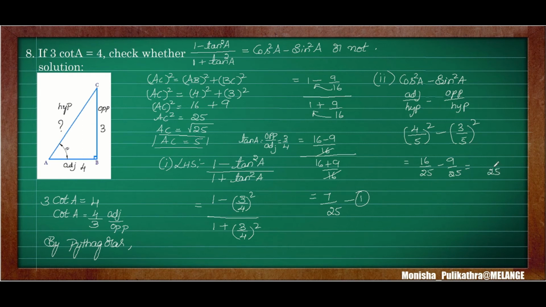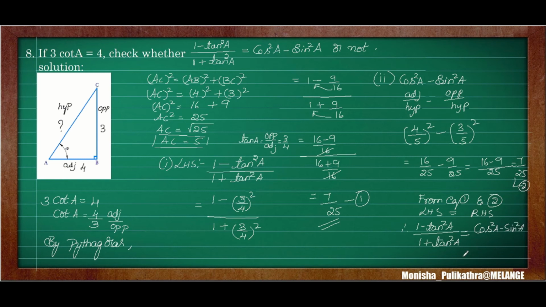Since the denominators are the same, we retain the denominator as it is. That is 16 minus 9, which is equal to 7 by 25. So which is equation 2. So from equation 1 and 2, LHS is equal to RHS. So LHS is also 7 by 25, RHS is also 7 by 25. Okay, therefore 1 minus tan square A divided by 1 plus tan square A is absolutely equal to cos square A minus sin square A. This is possible only in this case. I hope you understood this.